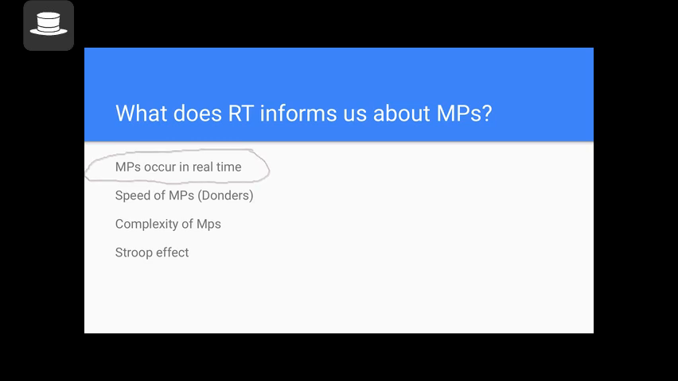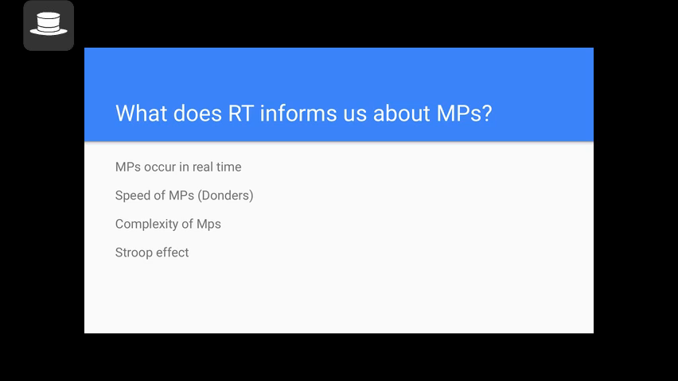According to Donders, the response time gives information about the speed of the mental process. The quicker it is, the smaller the reaction time, the faster a mental process is. The slower it is, or the greater the reaction time, the slower the mental process is. So the reaction time gives us information about the speed of the mental process.